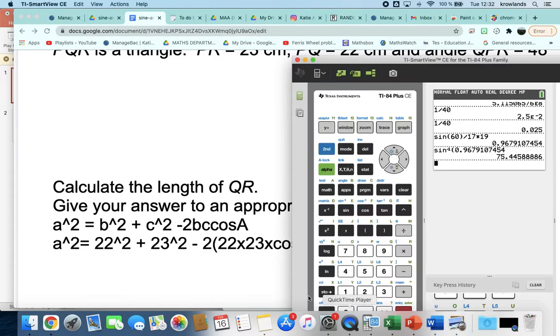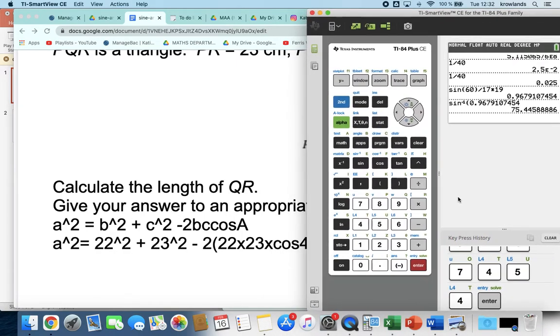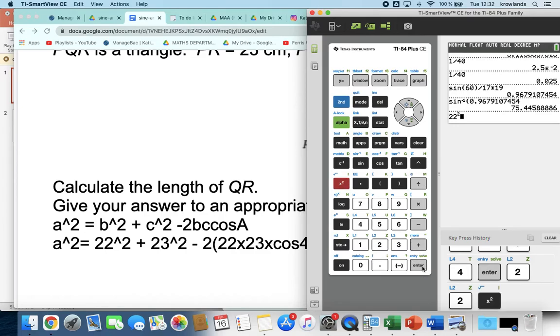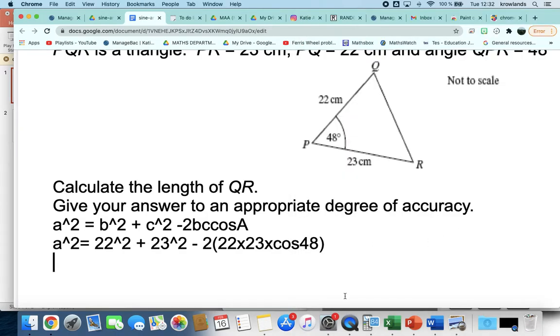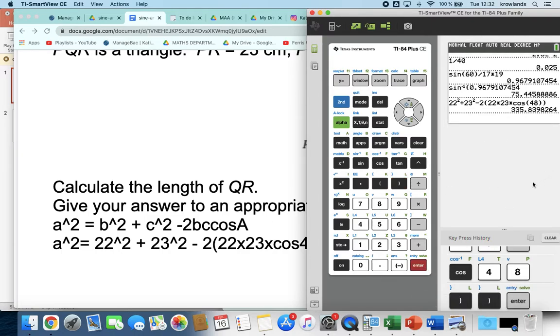Then all you have to do, like before, is type this into the calculator. So we are going to do 22 squared, to the power of 2, plus 23 squared minus 2, brackets, 22 times 23 times cos of 48. So our cos is going to be here, 48. We need to put a bracket closure for the 48 and a bracket closure for the other bracket, then press enter. You can do this all in one go. It's a large number, 335.